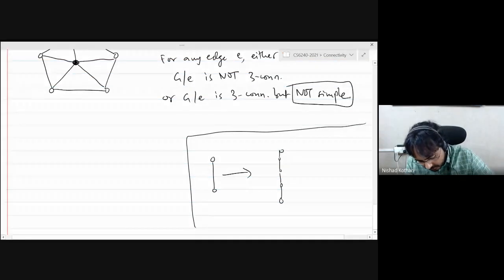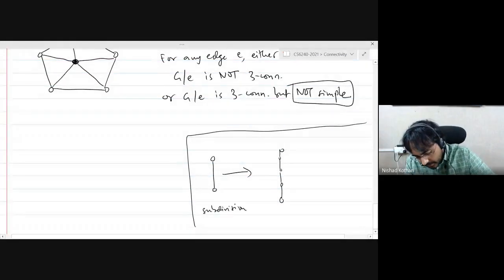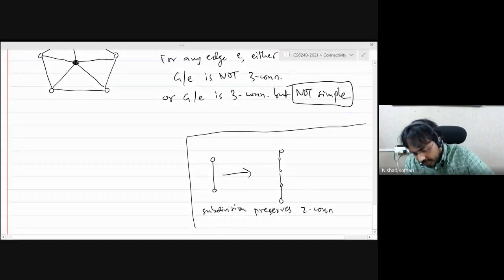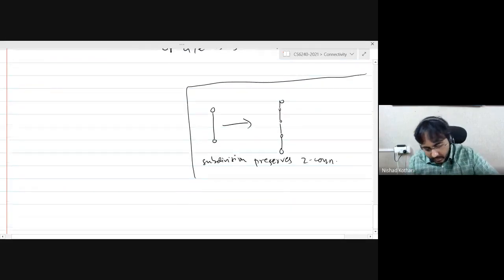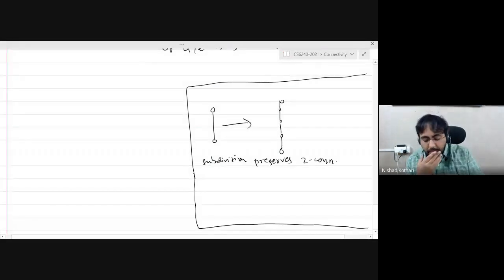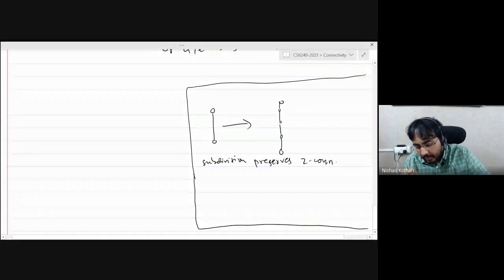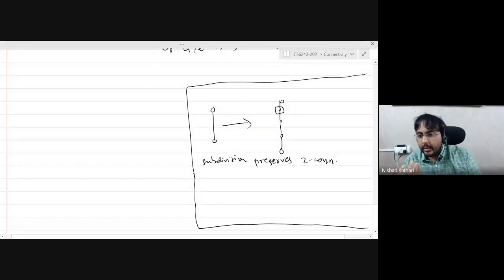So subdivision preserves 2 connectivity. Generally speaking, are there any exceptions? If you take any 2 connected graph and you subdivide, you will preserve 2 connectivity. That is true, right? There are no exceptions to that. Good. But it doesn't preserve 3 connectivity, right? Because the moment you subdivide an edge, you create a vertex of degree 2. All of the subdivision vertices are degree 2 vertices. And so you don't preserve 3 connectivity by subdivision.